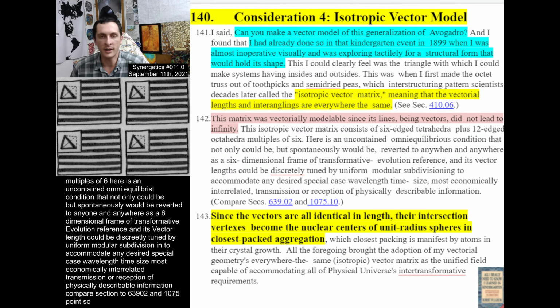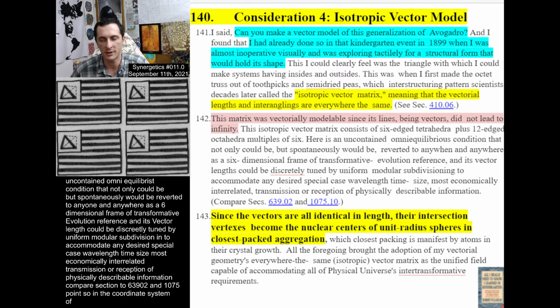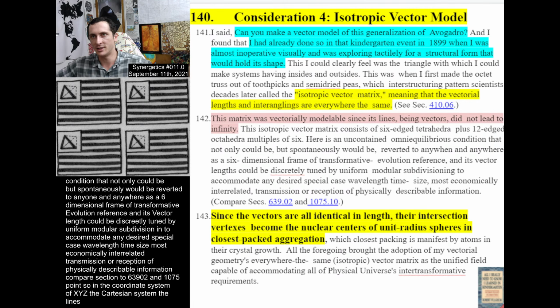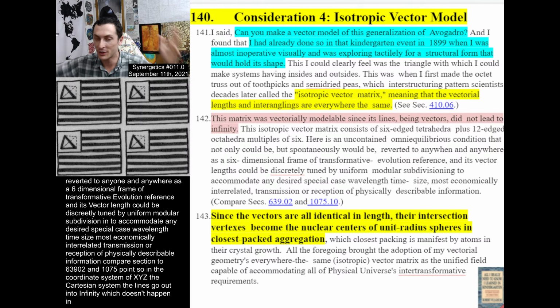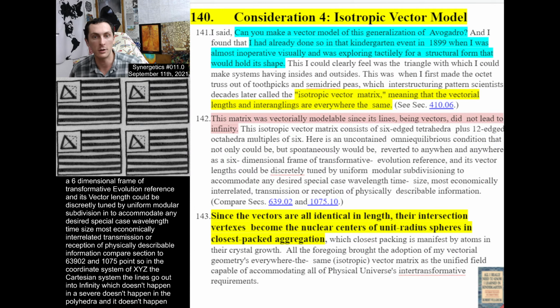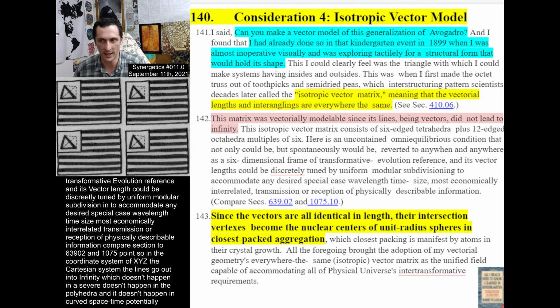So in the coordinate system of XYZ, the Cartesian system, the lines go out into infinity, which doesn't happen in a sphere, doesn't happen in a polyhedra, and it doesn't happen in curved space-time potentially, to bring in that Einstein connection.